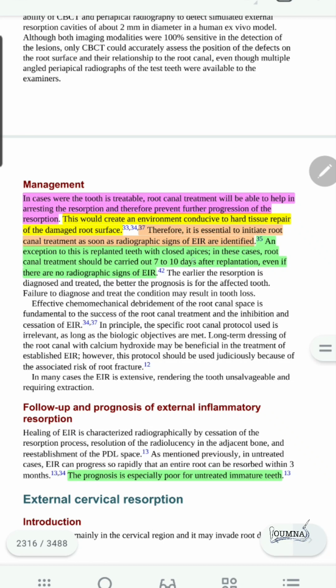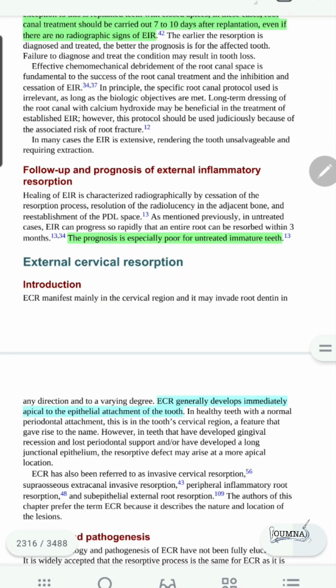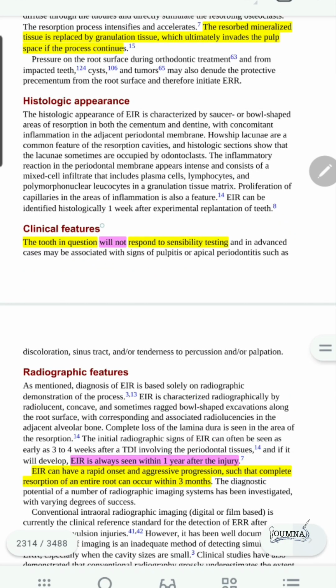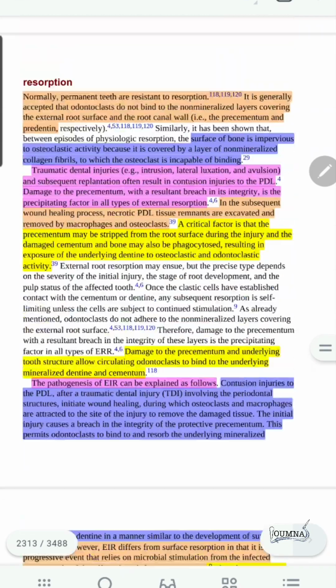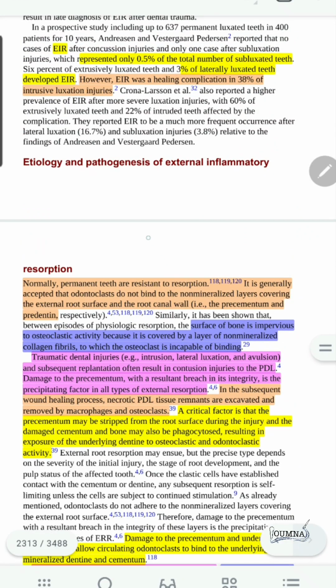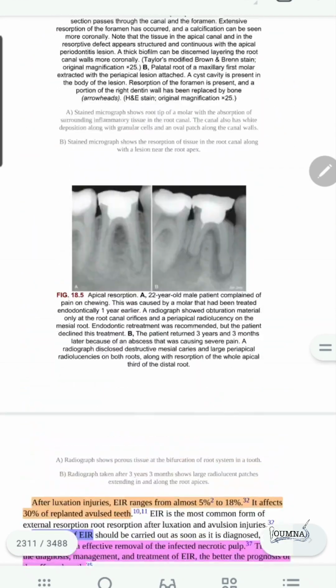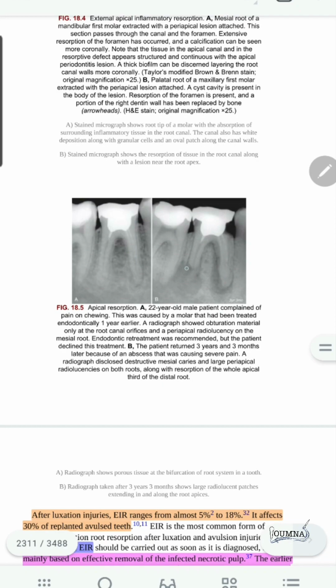There is a rule that says that for replanted teeth with closed apices, root canal treatment should be carried out 7 to 10 days after the replantation, even if there are no radiographic signs of the EIR. As for immature teeth, the prognosis is poor for them. So we indicate its presence by the loss of vitality, by taking the dental history of the patient, and by studying the radiographic images.